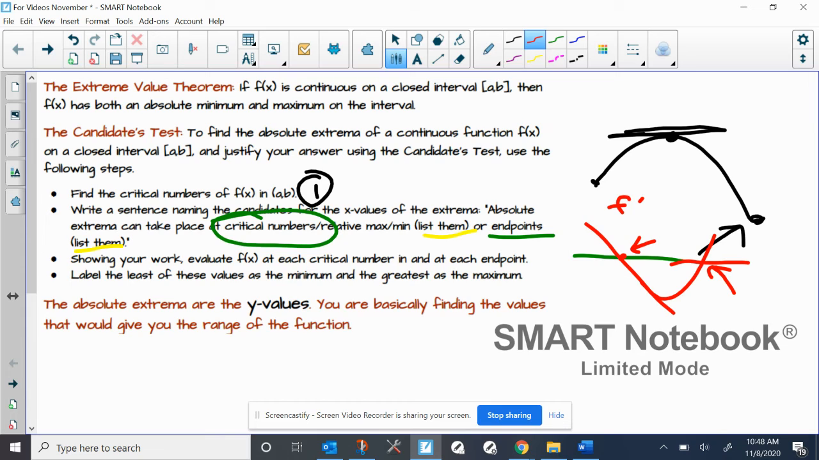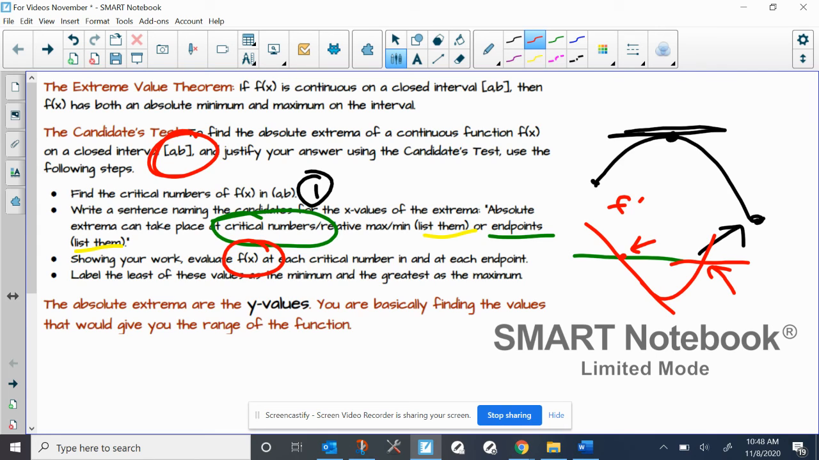All right, so you would name the candidates and why they're candidates in the sentence, and then you're going to actually do your work. So you're going to evaluate f of x, not f prime, but f of x at each one of those. You are looking for the y values. So you literally just plug them into the original function. I do it in order, from the left endpoint to the right endpoint, and then the critical numbers that happen to be between, because you can get critical numbers that are not in your interval. And if that's the case, you would ignore them. That's not where we're supposed to be looking.